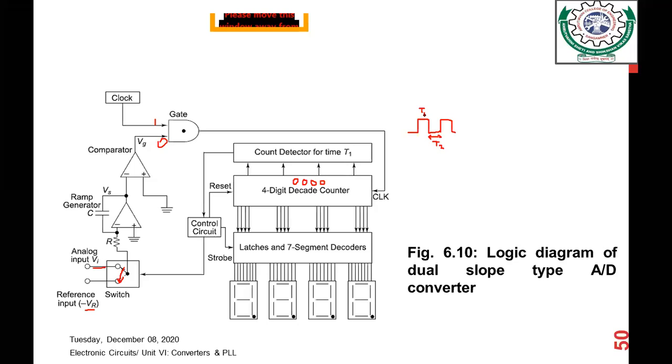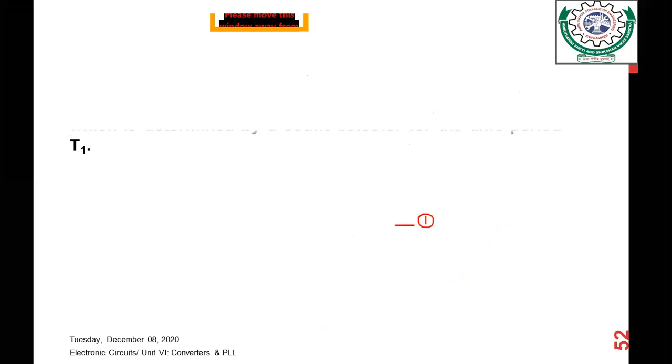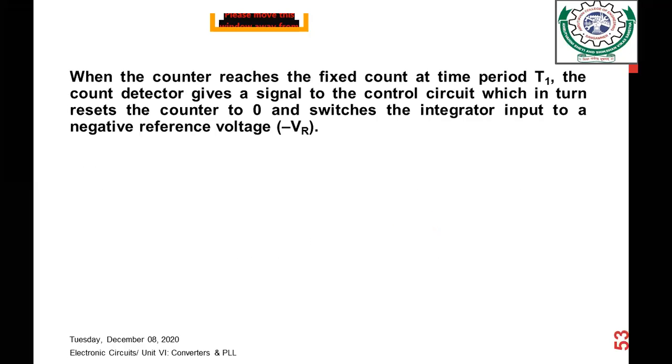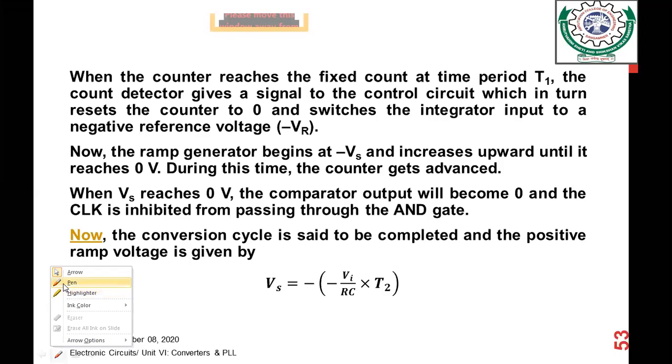The positive ramp signal can be defined by the equation Vs is equal to minus Vi upon RC into T2. This is your equation number 2. That means Vs is equal to Vi upon RC into T2, because minus minus would become plus.